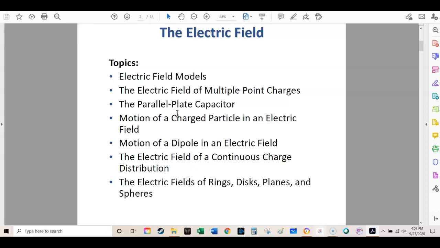We're also going to do the motion of charges in an electric field. We're going to touch on the motion of a dipole in an electric field, how it twists and turns, and how it could cause a torque. Then, if you're in Physics 131, we're going to move on to continuous charge distributions. That will be on a line of charges, a ring of charges, disks, planes, and also spheres of charges. Okay?